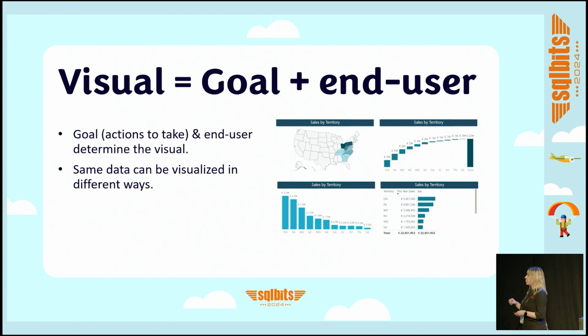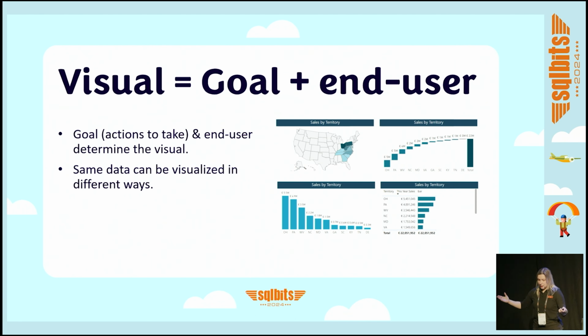These 4 examples, they all show the same data. It's sales by territory. I know you can't read that, so I'm telling you. At the top left, you have a map visual, where you just have the regions highlighted where there's sales. And I got a lot of feedback about map visuals, like you can't really see what's going on and you can't see the details. If you hover over it with your mouse, you can, but it's not really obvious. But sometimes a map visual could be really helpful.